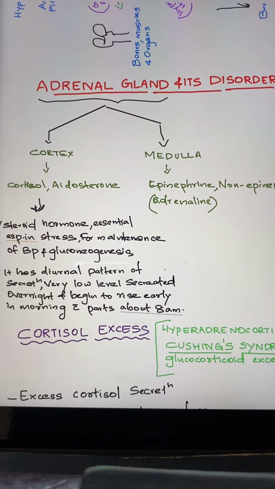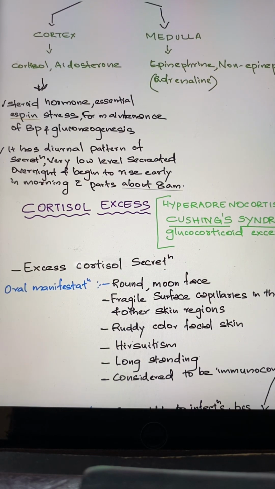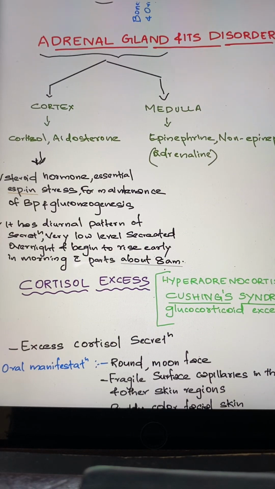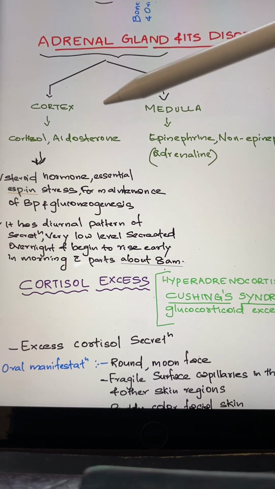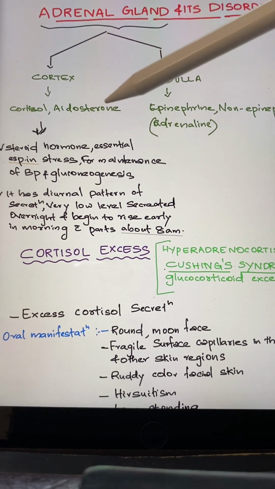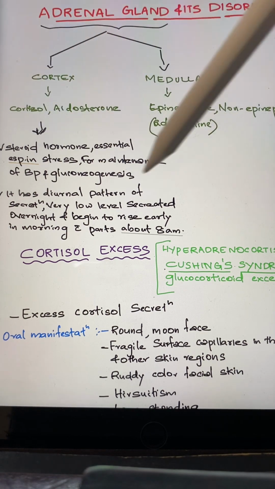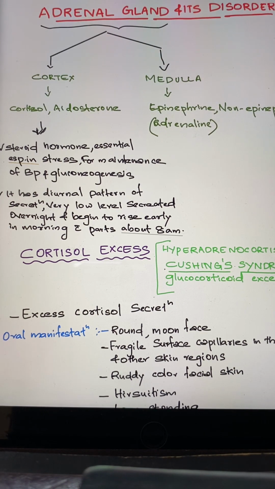When we talk about cortisol, we need to know where this cortisol comes from. The adrenal gland has two parts, the cortex and the medulla. The cortex secretes cortisol and aldosterone, and the medulla secretes epinephrine and norepinephrine. Cortisol is a steroid hormone. It is essential especially in stress, and for maintenance of BP and gluconeogenesis. These are the functions of cortisol.